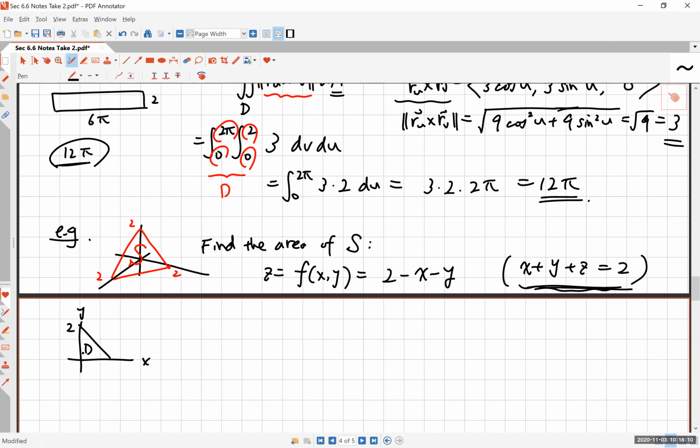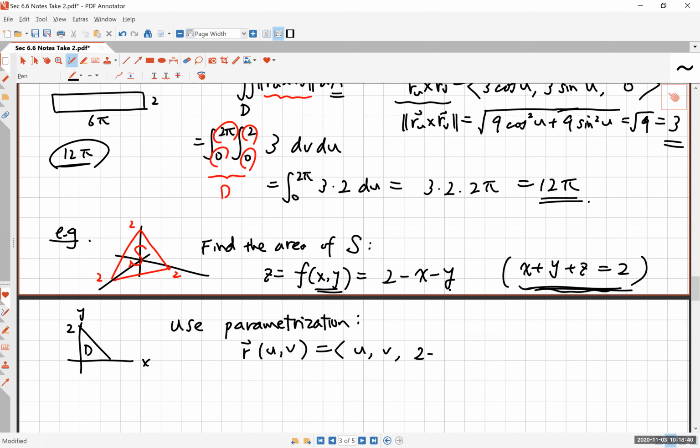I haven't given you the parameterization yet. Let me give you a parameterization. Maybe you can figure it out. I talked about this: if f is defined as a function of x and y, then you can, though you don't have to, use the most obvious parameterization, which is R of u, v equals: you let u be x, v be y, and z is basically that thing, 2 minus x minus y, except I am not allowed to use x or y. So this is 2 minus u minus v.